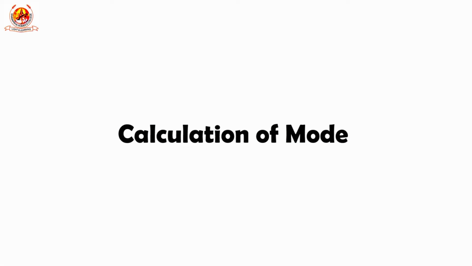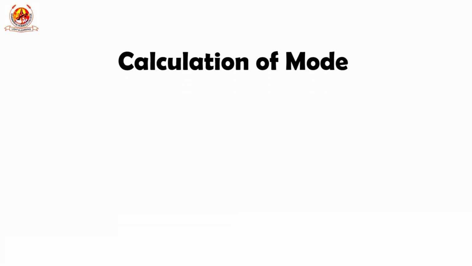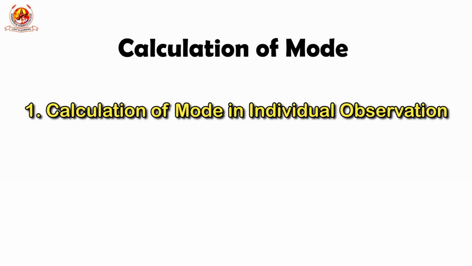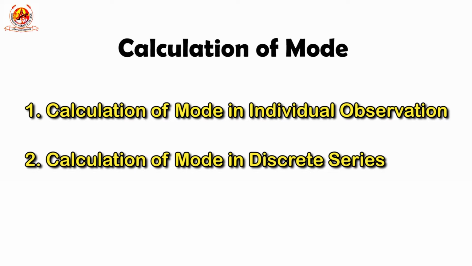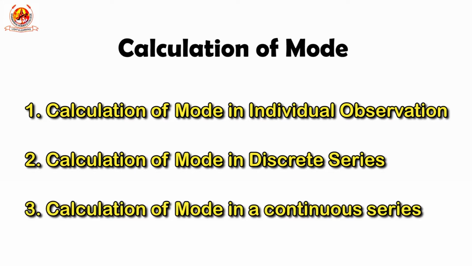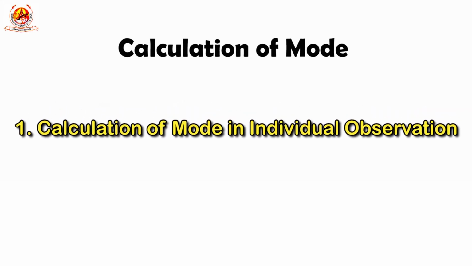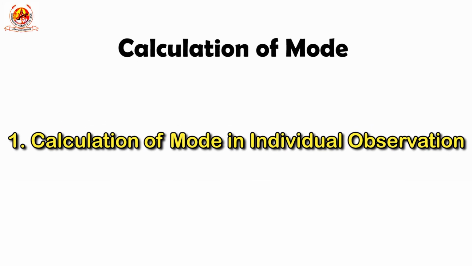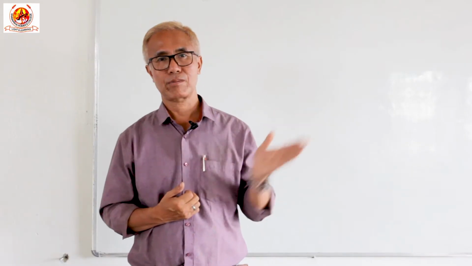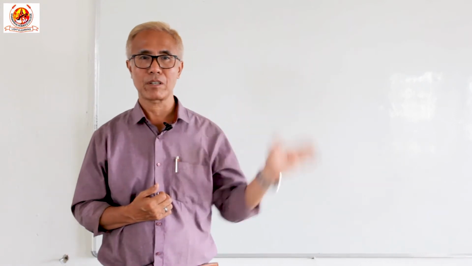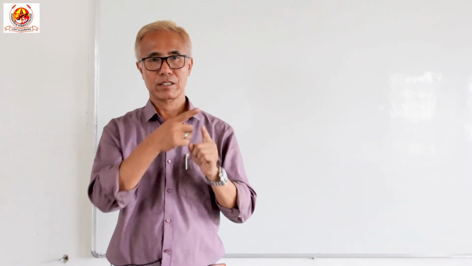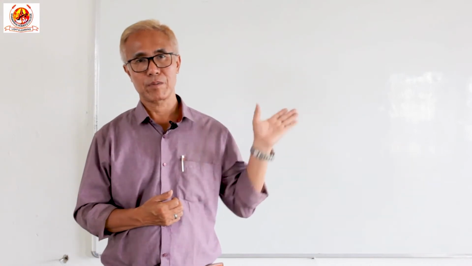Now let us come to how to calculate mode. There are three different methods: calculation of the mode in individual observations, calculation of the mode in discrete series, and calculation of the mode in continuous series. In the first one, individual observations, it is the finding of the highest frequency, as we have done in the previous examples. It is very simple.